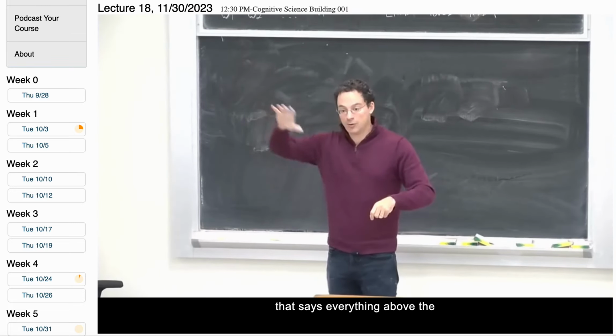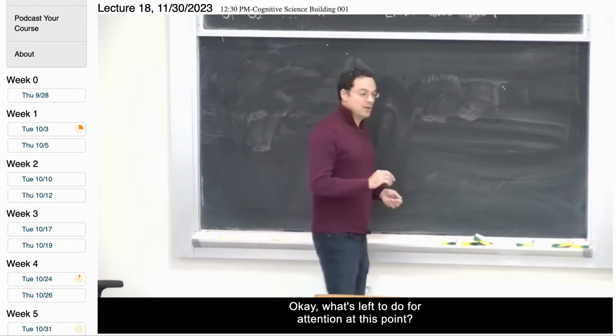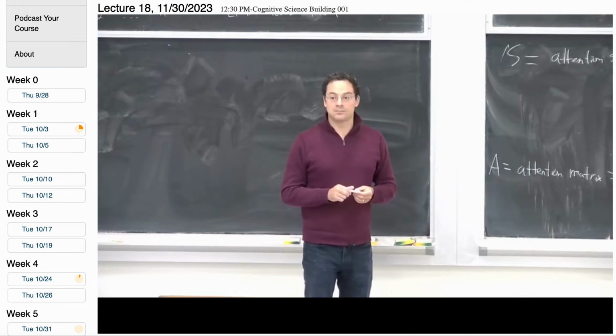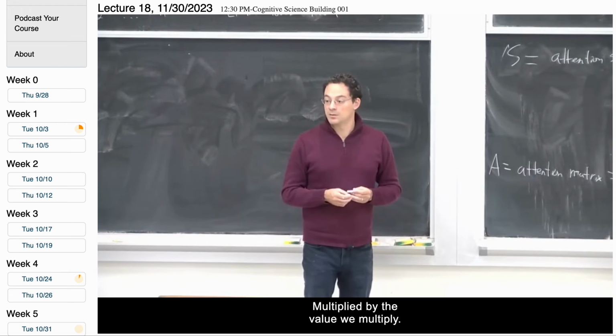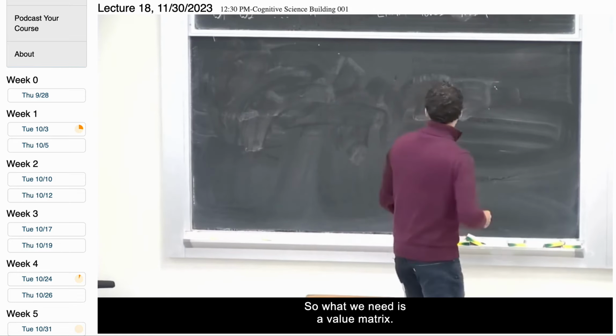You have a causal mask that says everything above the diagonal should be 0, and you multiply by that matrix. Okay, so what's left to do for attention at this point? We'll multiply. You're right. So we have to sum together all the values. Right? We have to take a weighted sum of all the values. So what we need is a value matrix.